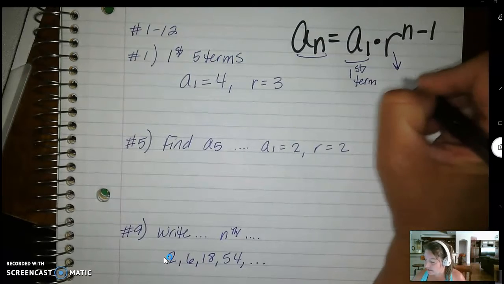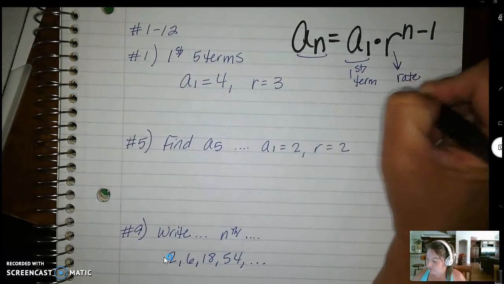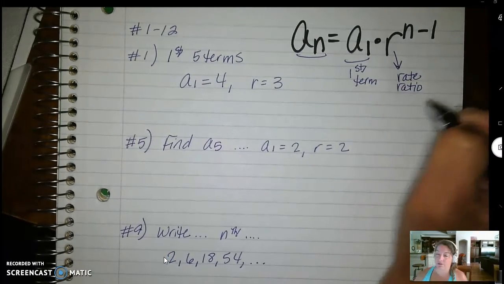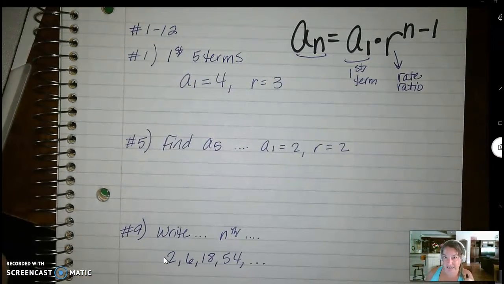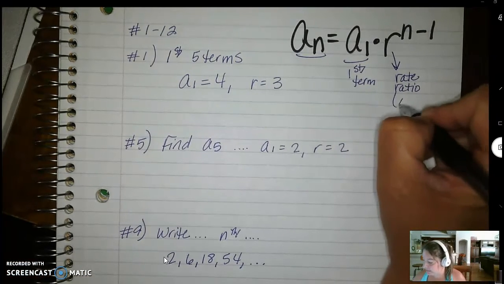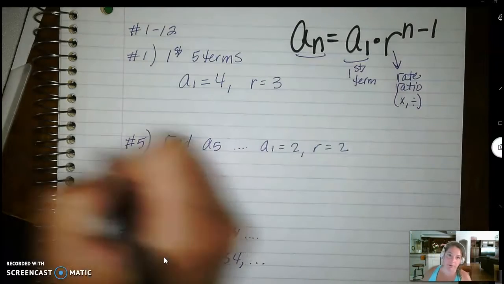And then r is the rate or the ratio or the dividing number or the multiplying number, okay? So kind of keep that in mind. This is a times or divided by number, okay?